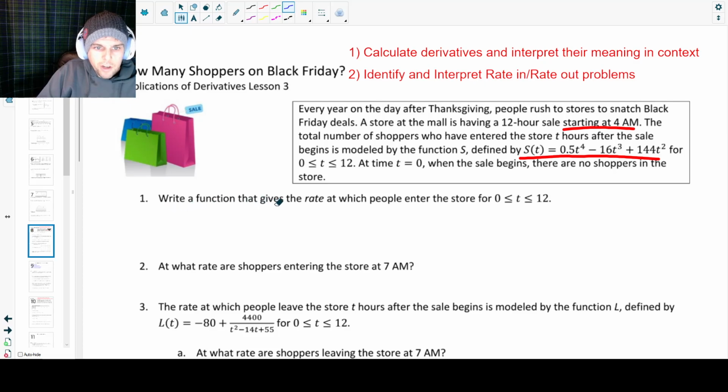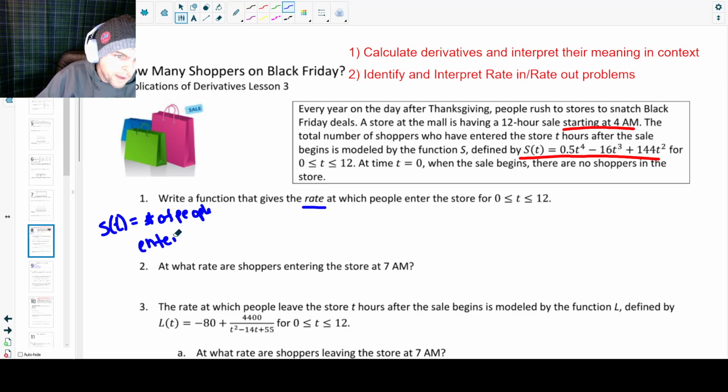All right, write a function that gives the rate at which people enter the store between 0 and 12 hours. So we're looking for a rate. The function we have here is simply counting out the total number of people that have entered the store, right? S of t is just the number of people that have entered. It's counting them up. It's a total. If we were to plug in 5, it would give us the answer for how many people have entered the store after 5 hours. So if we want to know a rate, we need to calculate the derivative. So we need to know S prime of t.